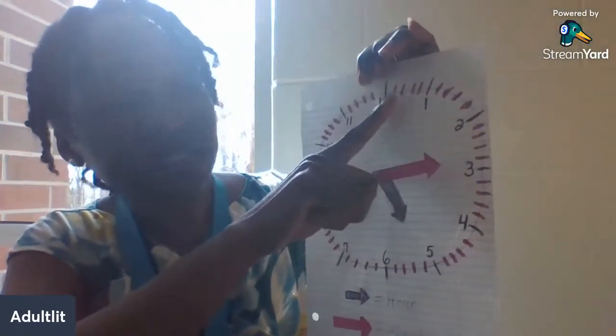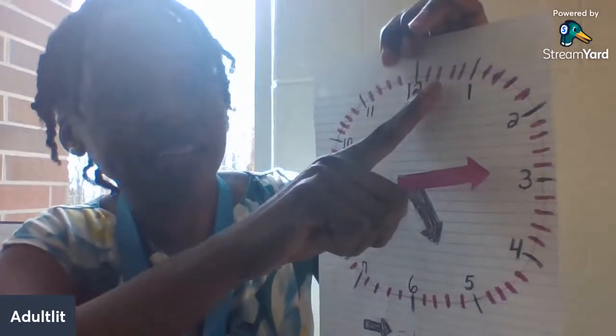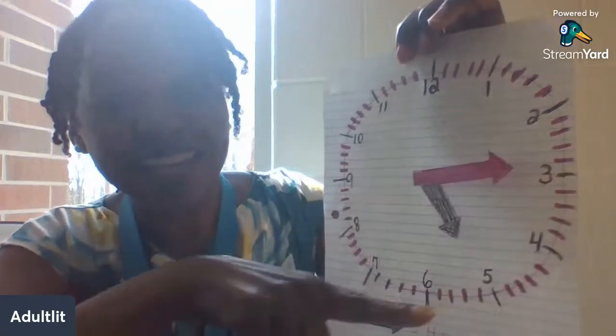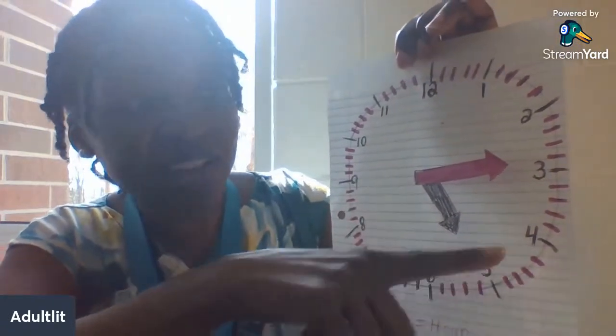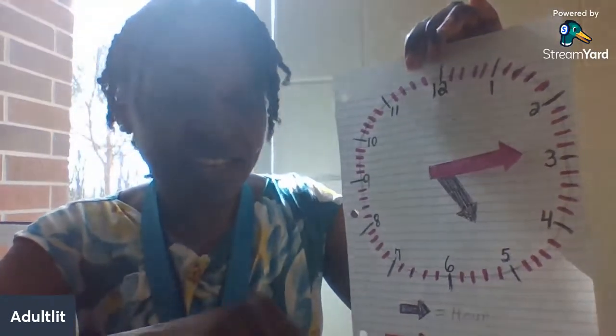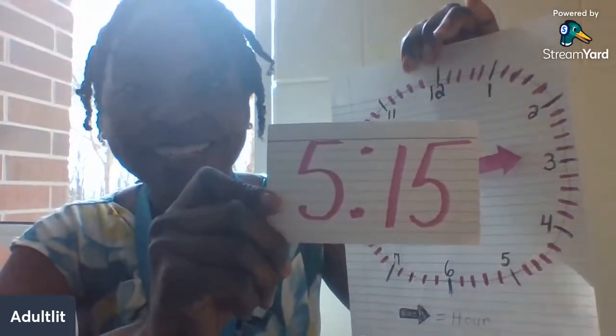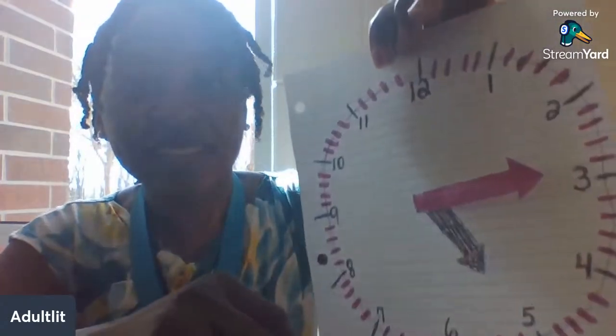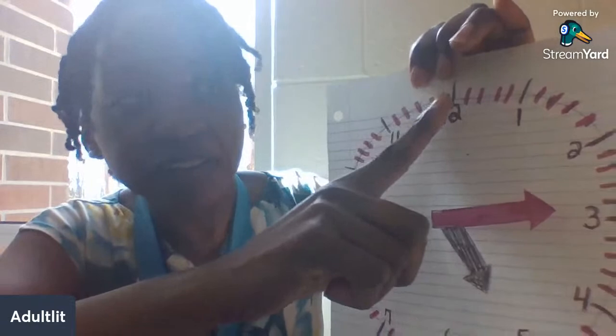And let's count by the minutes together, class. 5, 10, 15. Okay, so the hour is 5:15. And this is how 5:15 looks, like that. Okay, see, it's 15 minutes after.